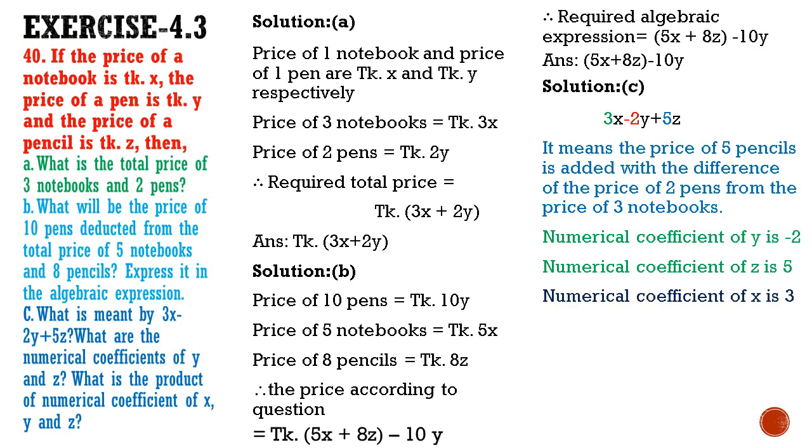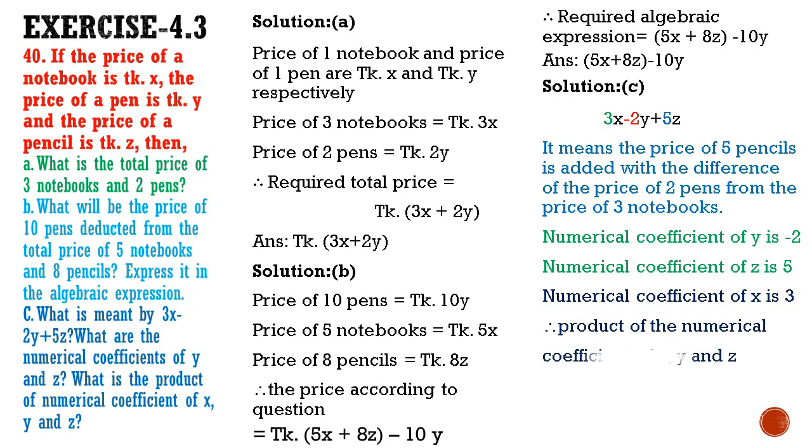Now the last part of question number C. What is the product of numerical coefficient of x, y and z? So already we have found out that numerical coefficient of y is minus 2, numerical coefficient of z is 5, and numerical coefficient of x is 3, my dear, from the expression as you can see. Now we have to multiply all these numerical coefficients.